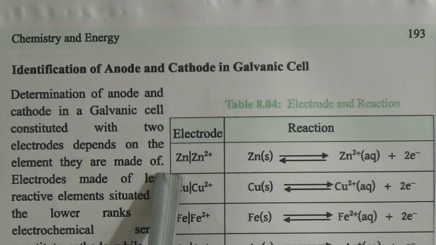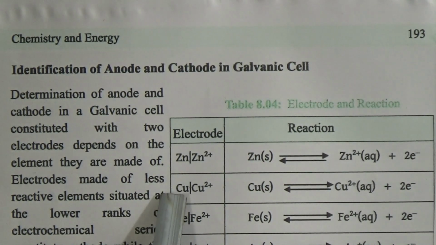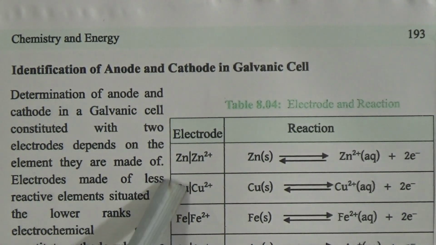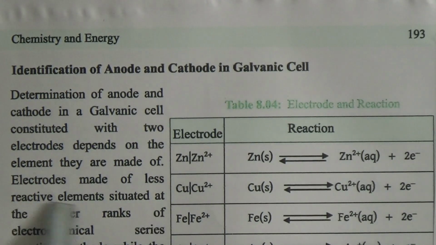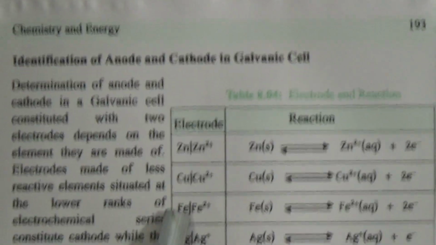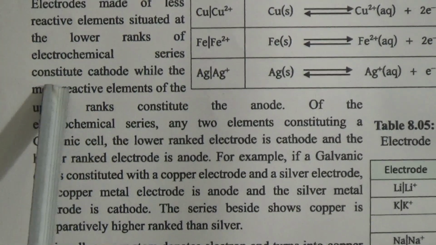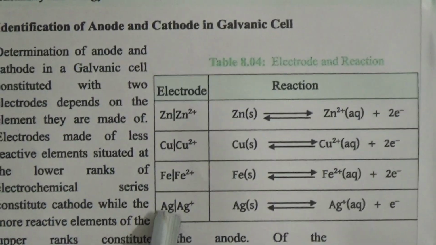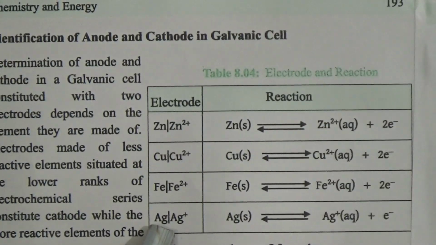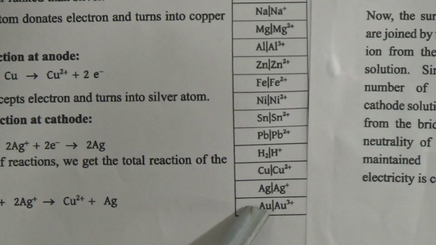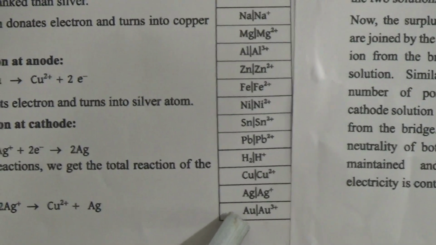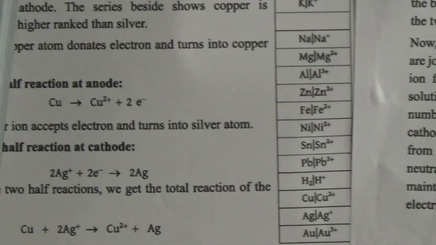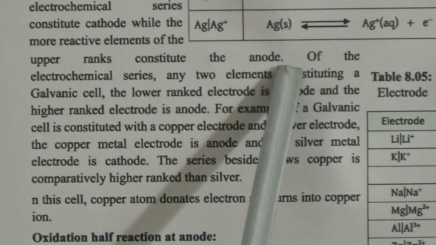That means where the oxidation occurs, that will be the anode, and where the reduction occurs, that will be the cathode. Reactive elements situated at the lower rank of the electrochemical series constitute the cathode. That means, in this electrochemical series of the electrodes, whichever is lower will be the cathode, and whichever is upper will be the anode. The upper rank constitutes the anode.